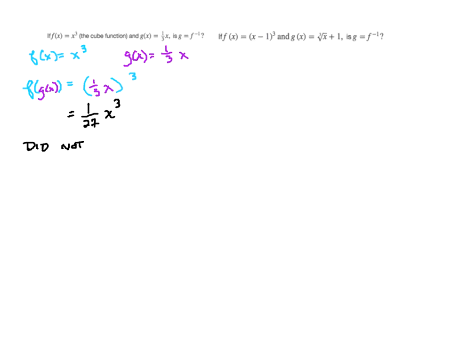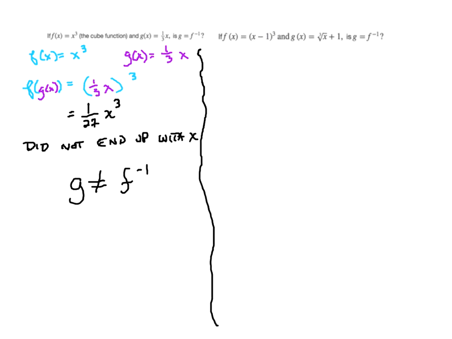And I did not end up with just x. So it really doesn't matter what g composed with f looks like, because I've already broken the rule for these things to be inverse functions of each other. So g is not equal to f inverse. And I don't even have to compose the other way to check that, because the first way I composed didn't even work.